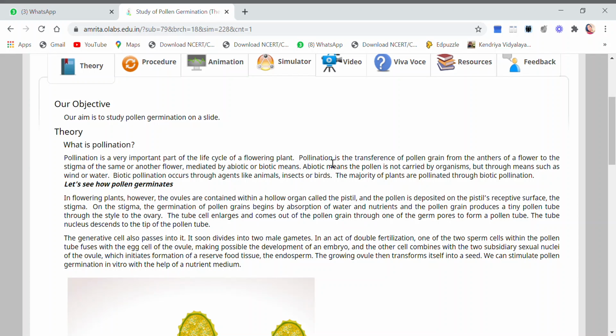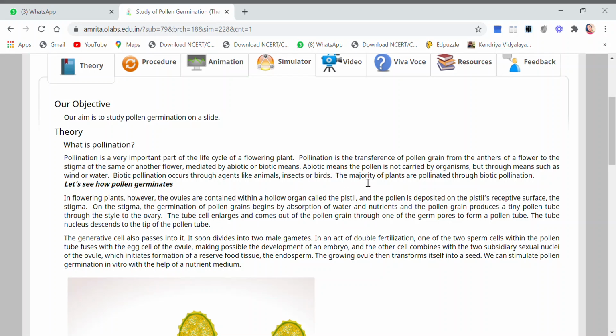We know that pollination is the transference of pollen grains from the anthers of a flower to the stigma. You know what pollination is. We have done different types of pollination also. Transferring of pollen grains from the anthers to the stigma of the flower is called pollination, mediated by abiotic or biotic means. The abiotic means we know, like wind and water. Any living organism that helps in transferring pollen grains is the biotic means, like insects, birds, animals, mammals, right?